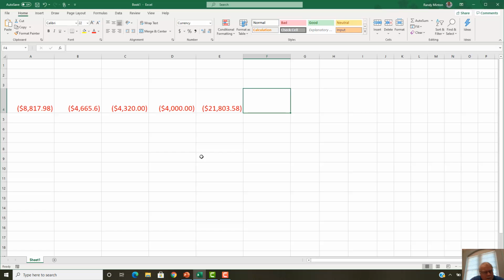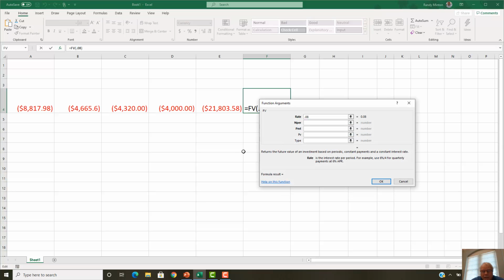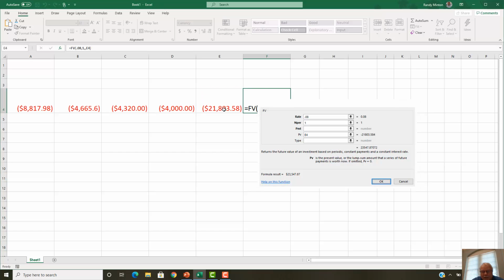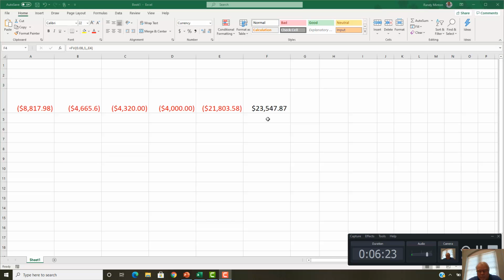But they also ask us what is the value of it at the end of the 4th year. Well, we've already calculated all of these, so we can take this number and apply it to the formula for future value. In this case, we're going to get 8% on the investment. We have 1 period, from year 3 to year 4. And for the present value, I'm just going to click on this cell because that's the current present value. 23,547.87 is the future value of that particular investment.